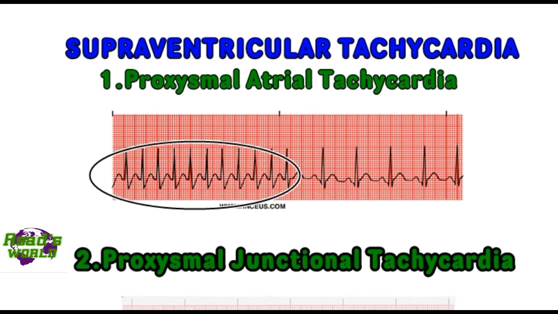Now talking about supraventricular tachycardias. Supraventricular tachycardia means tachycardias that occur above your ventricles. So there are two: paroxysmal atrial tachycardia and paroxysmal junctional tachycardia. Now paroxysmal means that the episode of the arrhythmia begins and ends abruptly.